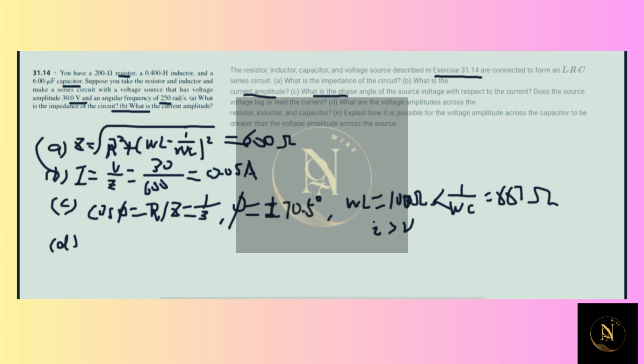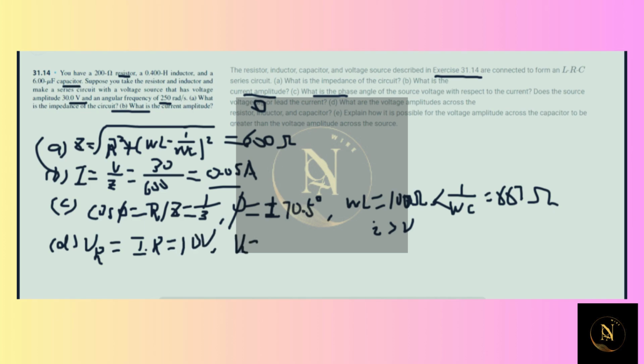And for part D, what is the voltage amplitude across the resistor, inductor, and the capacitor? The voltage across the resistor is VR equal to the amplitude I times R. R is 200, so this is 10 volts.